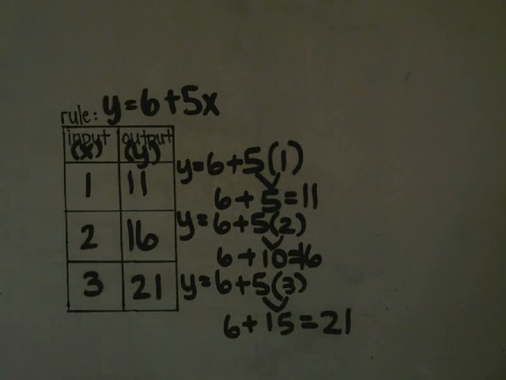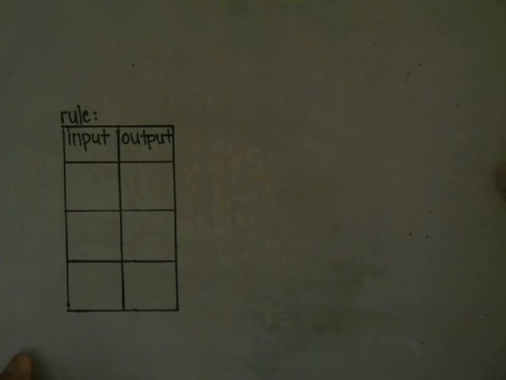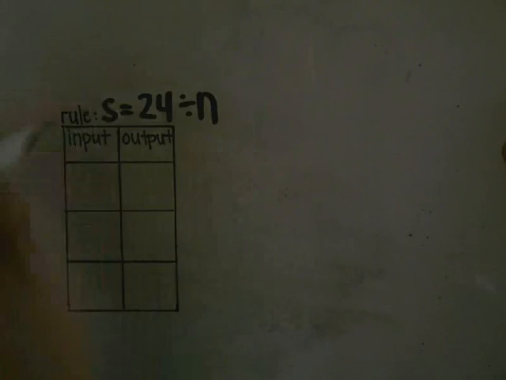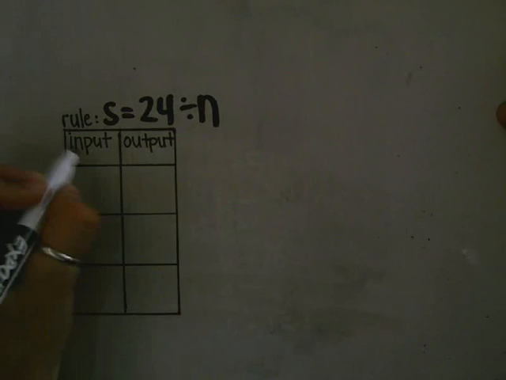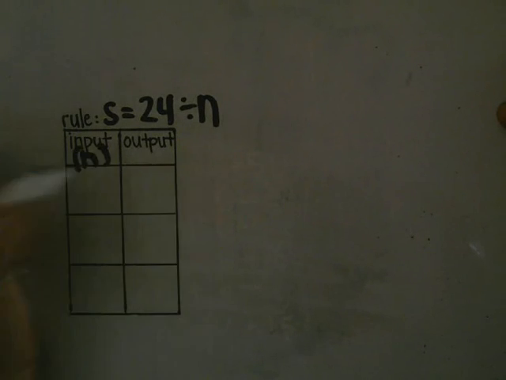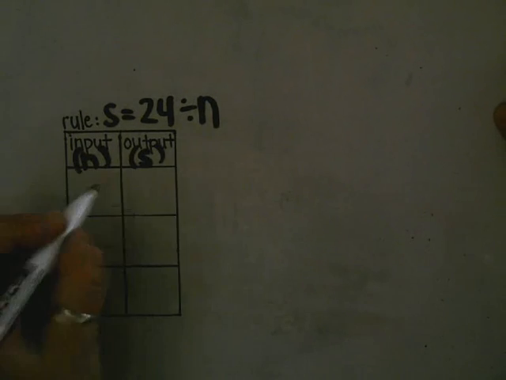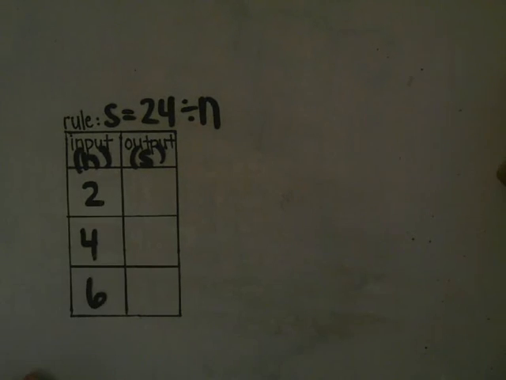Let's try another one. If you're feeling comfortable with this already, go ahead and push pause and then come back and check your answer. When our rule is 24 divided by n, our input is going to be n, and our output is going to be s. Our input values are 2, 4, and 6. So we're just going to plug in our input values into the rule where the n is.